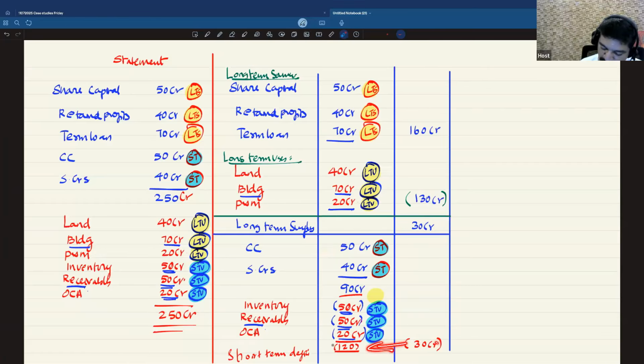Why they landed in deficit? Because their investment in short-term uses is 120 crore. The corresponding source is only 90 crore. So they landed in deficit. So how do they manage this deficit? They manage this deficit because they had a long-term surplus of 30 crore.